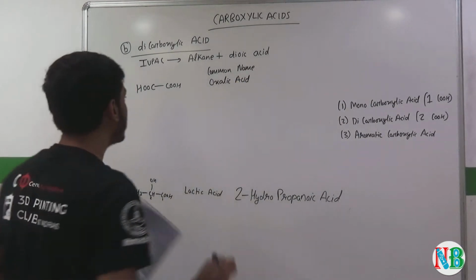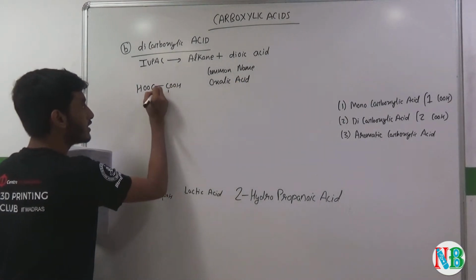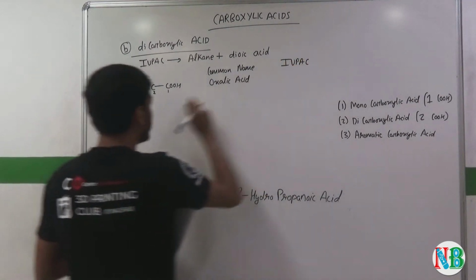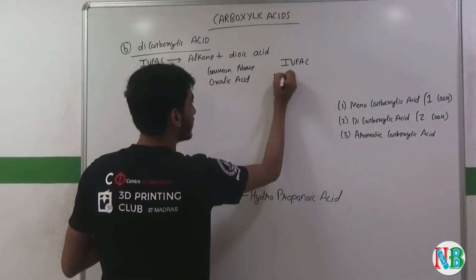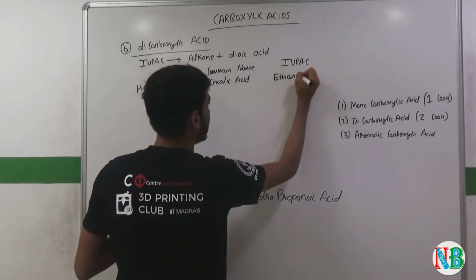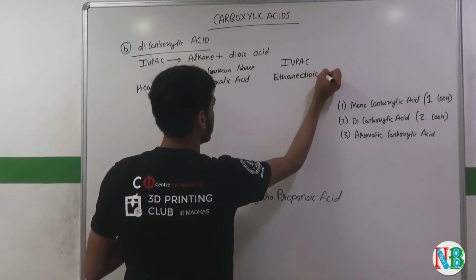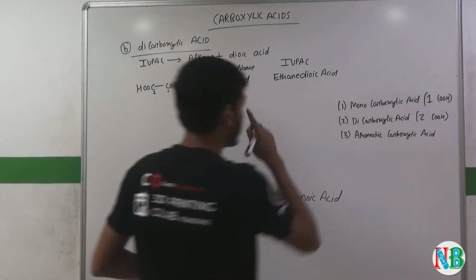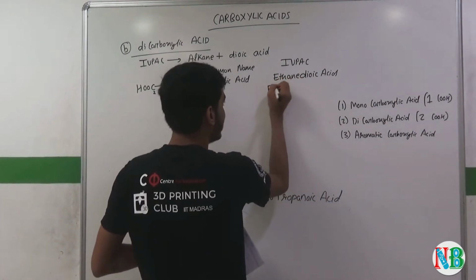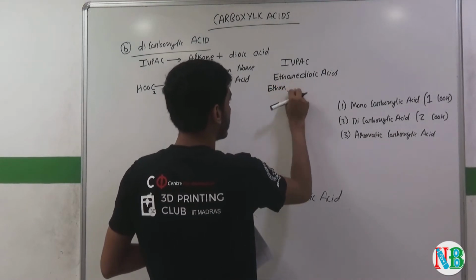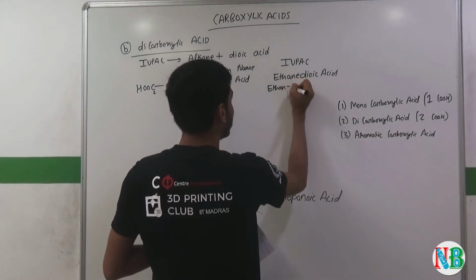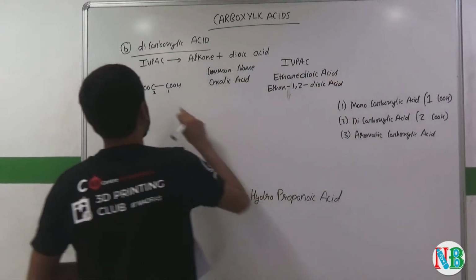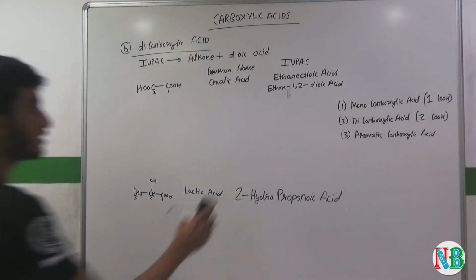Whereas if you have to name it, this is 1, this is 2. So it will have an IUPAC name of, it has 2 C atoms, so ethane dioic acid. Over here, actually I can also write it as ethane 1,2 dioic acid, but actually over here it's obvious.